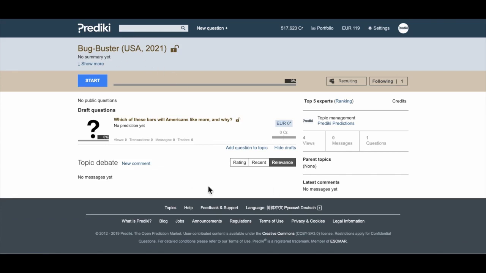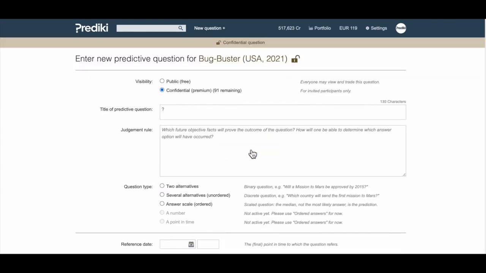Now we see our question battery and how it's populated already with the first question. And now I say add another question to this topic, and I have to do essentially the same with the other questions in our battery.